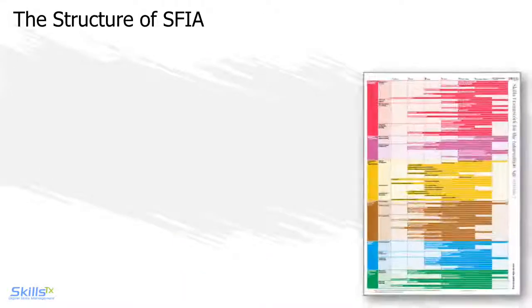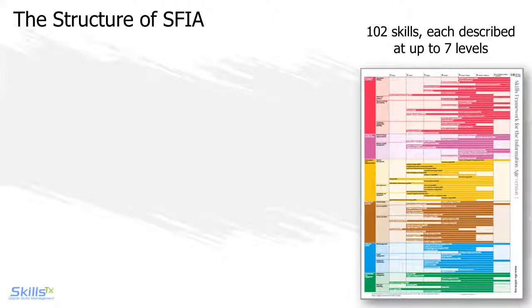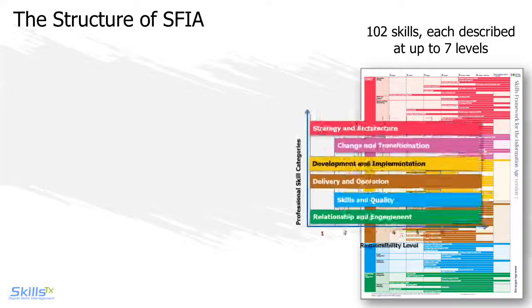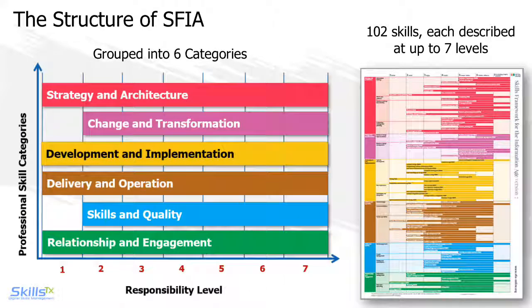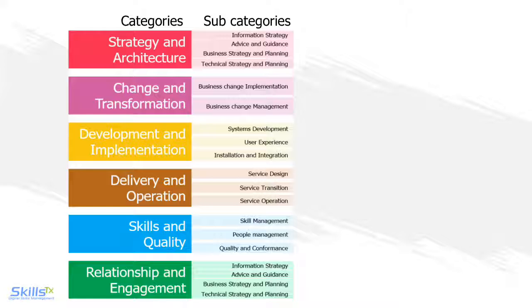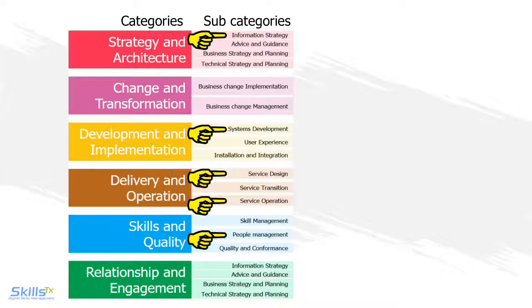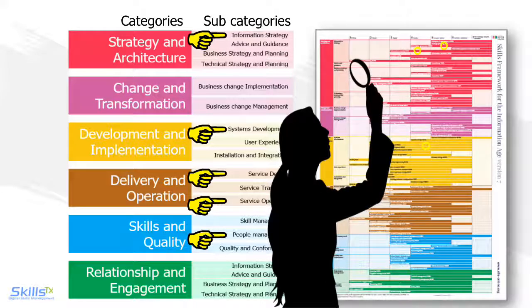The SFIA version 7 framework consists of 102 different skills, each of which can be described at up to 7 levels. To assist in the navigation, the skills are grouped into 6 different categories, and the categories are then divided into subcategories. Using the A3 chart, review the categories and subcategories to choose the ones that seem to describe the types of work that you have been involved in, and then select the skills that sound the most appropriate.